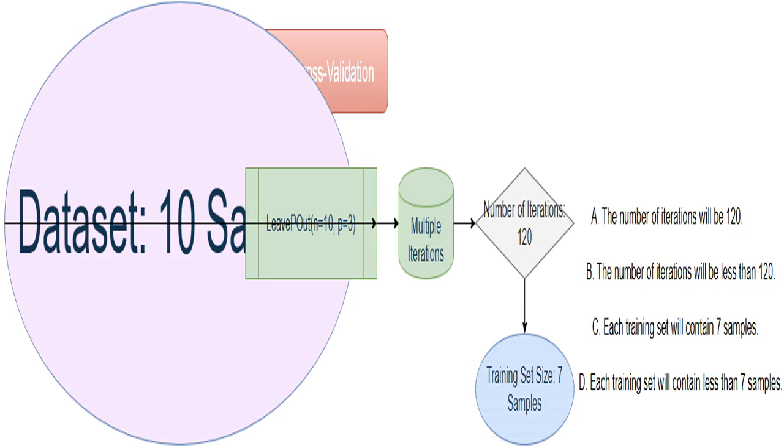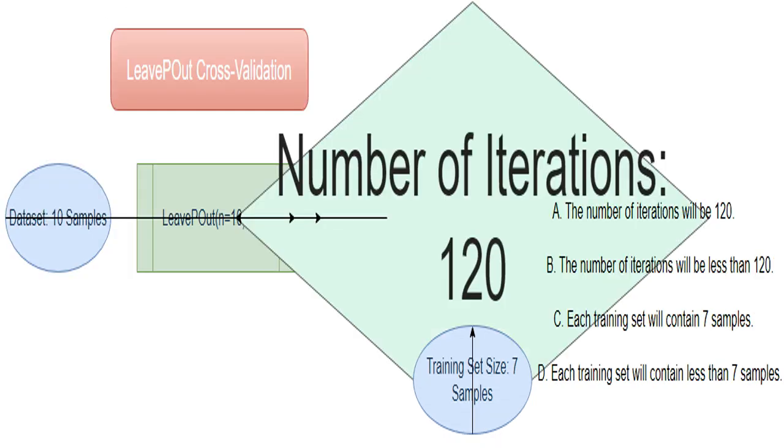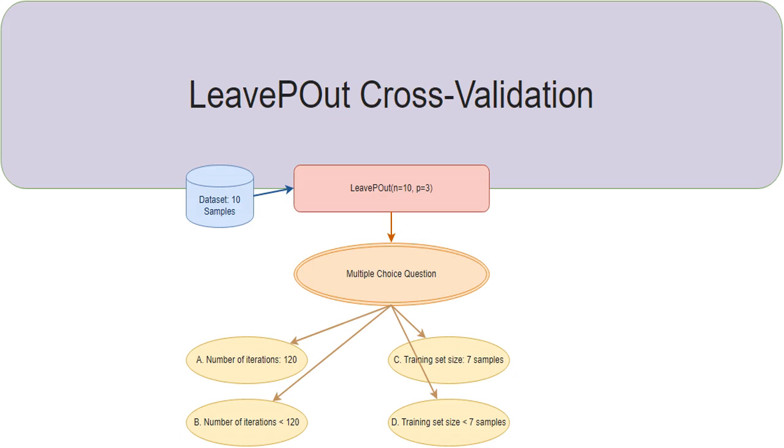LeavePOut creates multiple training testing splits, that's its key feature. Each split is a different iteration. In each iteration, my training set will contain 7 samples. This means we're using a specific scikit-learn technique to test our machine learning model.